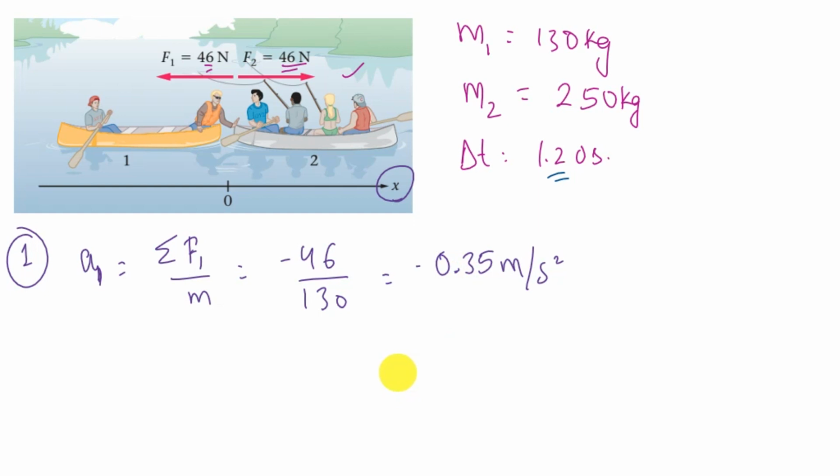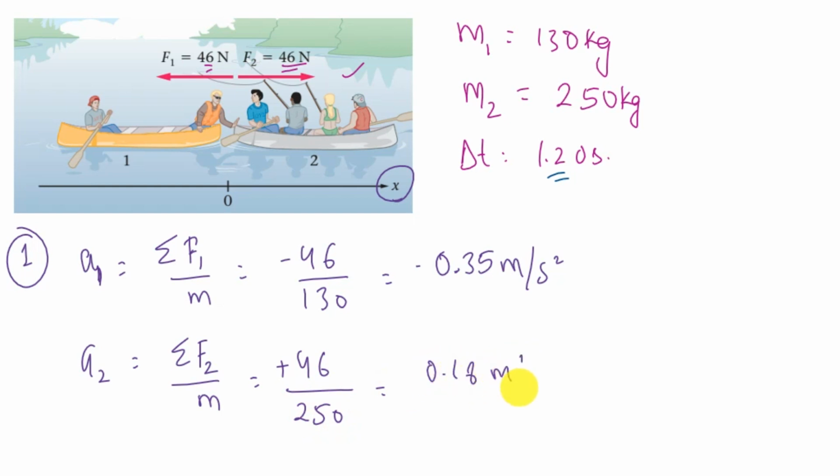Now what would be the acceleration for canoe 2? This would be sigma F2 divided by mass. The force is the same, but it is along the positive x, so this time we take the positive sign, divided by the mass, which this time is 250 kg. So this is 0.18 meter per second squared.